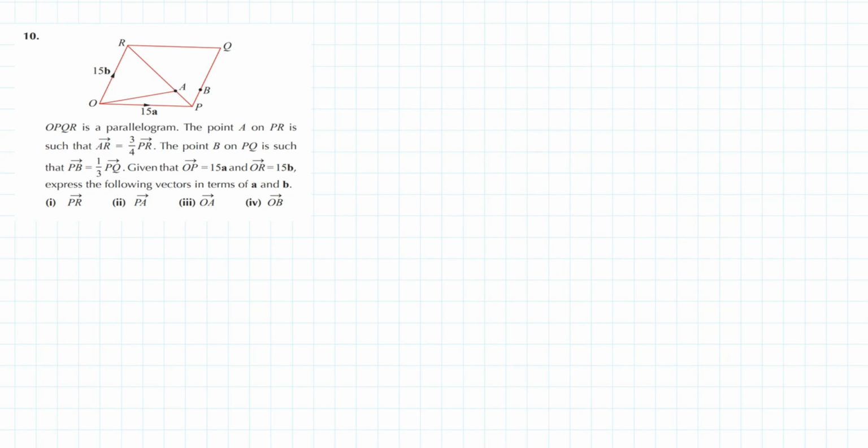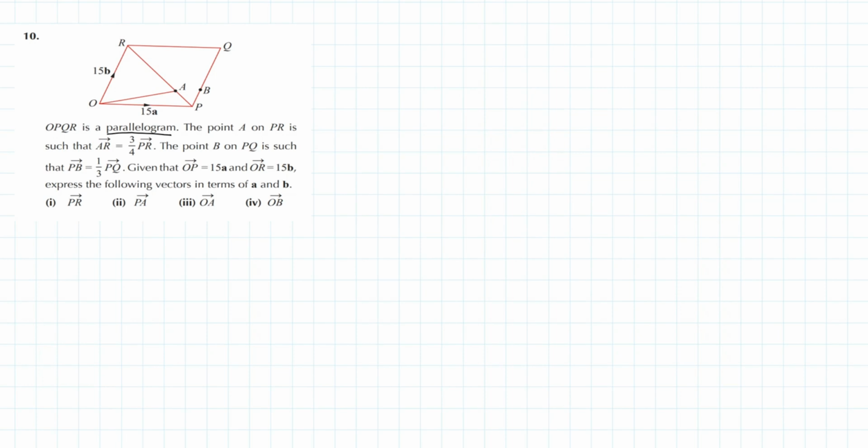Like if you look, this is the parallelogram. You just highlight it. Okay, this is parallelogram. Just underline it. Like this is parallelogram. Okay, and another piece of information is that AR is 3 upon 4 PR.